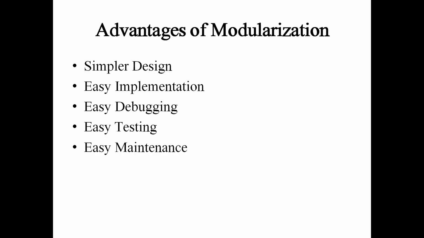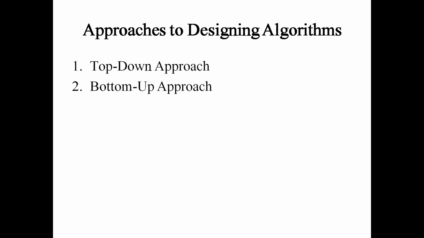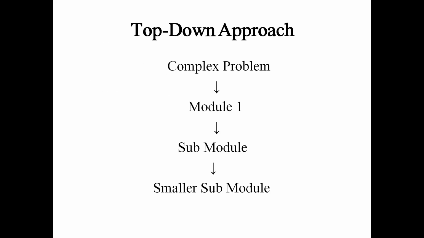So there are two major approaches for designing algorithms: top-down approach and bottom-up approach. Both approaches aim to solve complex problems, but they start from different directions. Let's understand them one by one.